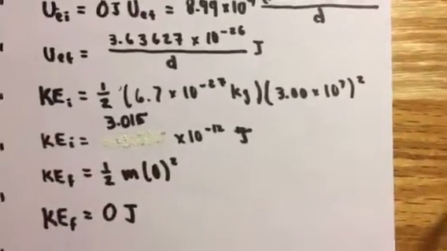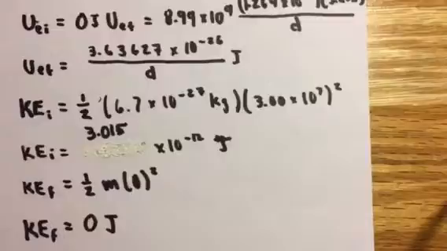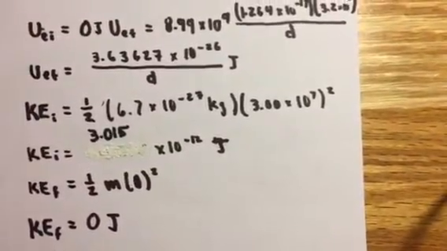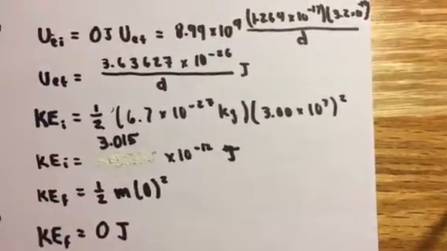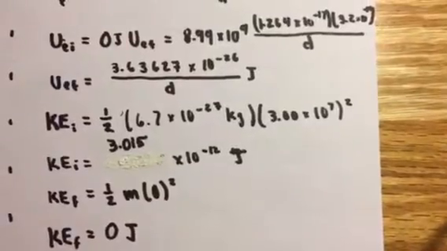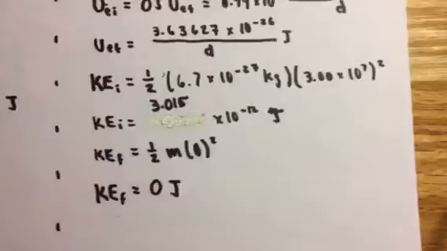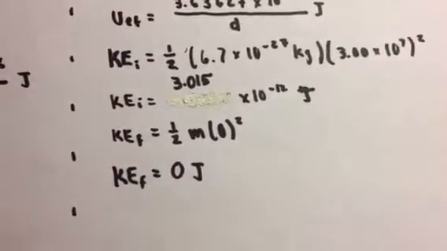Now we find the initial and final kinetic energy. So the initial would be 1/2 times the mass, which is 6.7 times 10 to the negative 27th kilograms, times the velocity, which is 3.00 times 10 to the 7th, and then square that, which comes out to 3.015 times 10 to the negative 12th joules. And for the final kinetic energy, it would just be 0 because the velocity is 0.